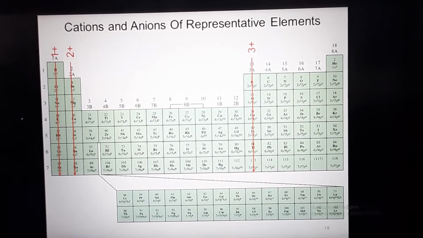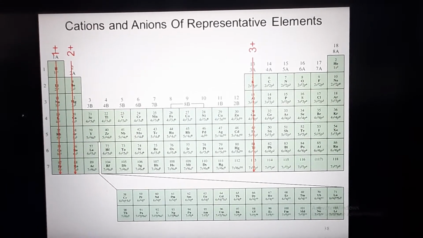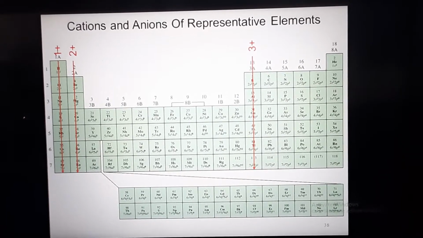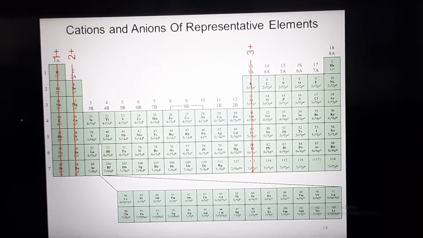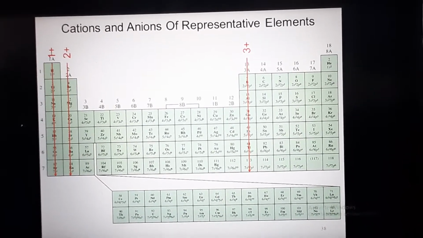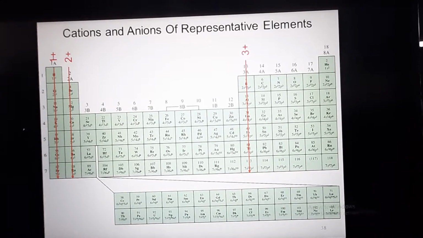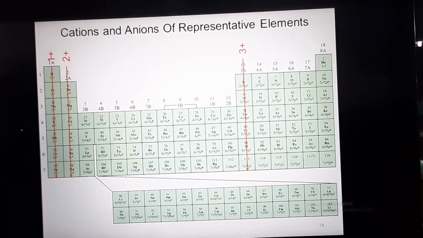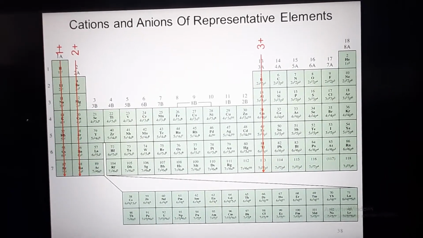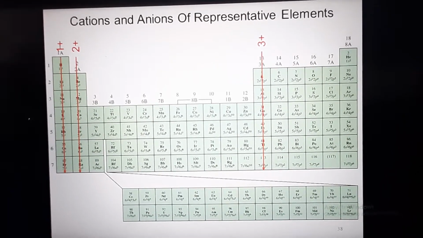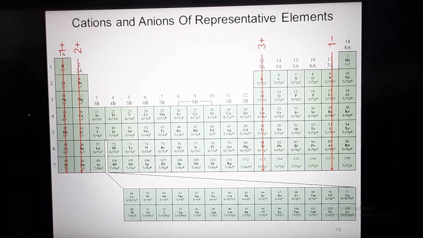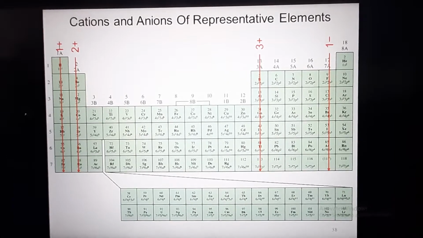Alkalis in group 1A tend to take a 1 positive because they lose that 1 electron. Alkaline earths in 2A take a 2 positive because they lose both of those s2 electrons. Aluminum and the other metals in group 3A tend to take a 3 positive because they're going to lose all 3 of those valence electrons. And on the other end, when we look at the halogens in group 7A, they just need 1 more electron to look like the noble gases that they are right beside.